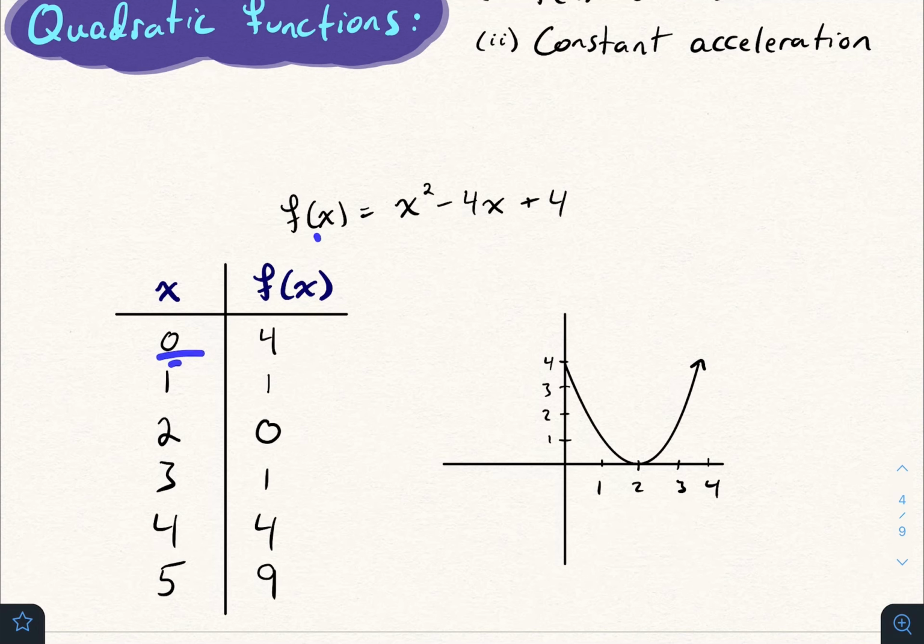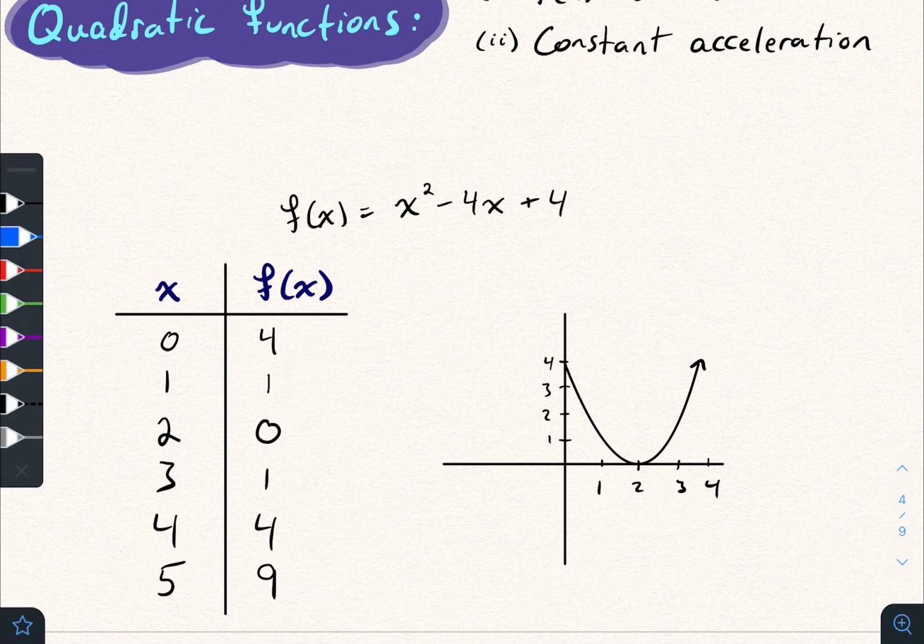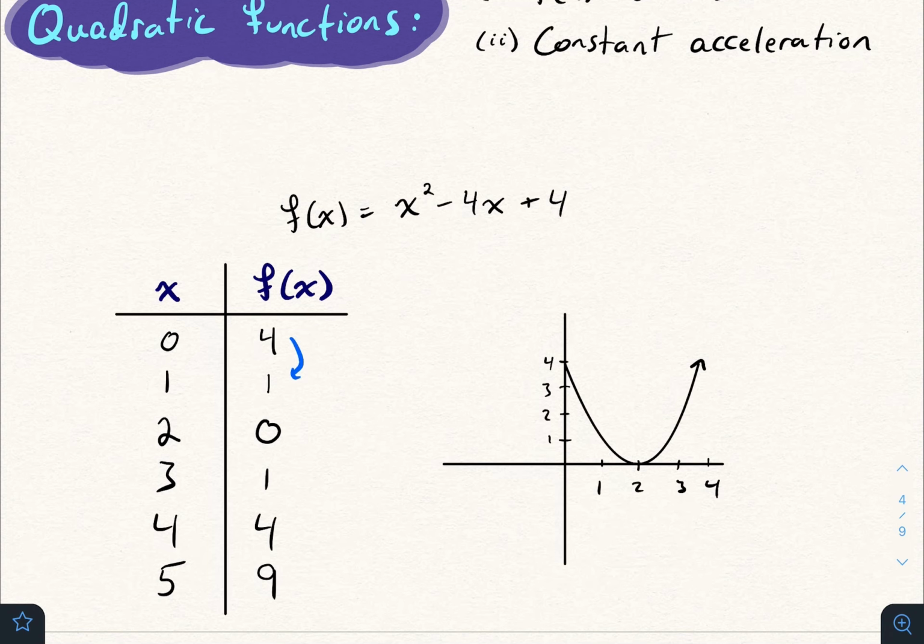And if you plug 0 in, you'll get 0 squared minus 4 times 0 plus 4, so you get out 4. If you plug 1 in, you get 1 squared minus 4 times 1 plus 4, so that'll give you 1, and so on. You can see that this doesn't have a constant rate of change, because if I go from 4 to 1, this is going down by 3. So the slope from 4 to 1 is negative 3. From 1 to 0, that slope is negative 1. This is the change in output. Our change in input is just 1, right?